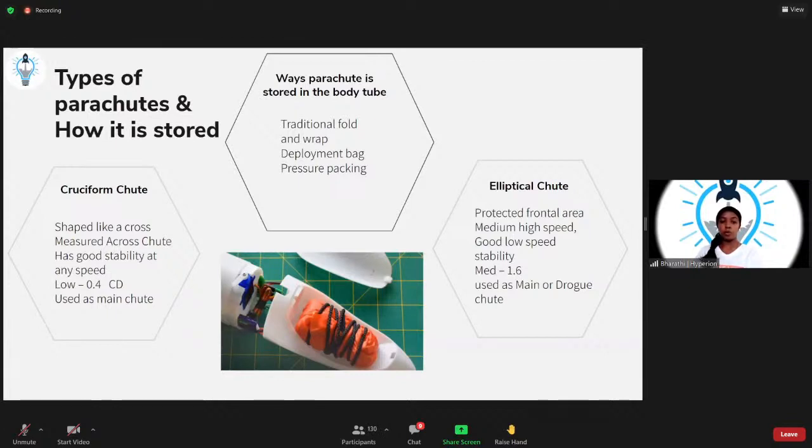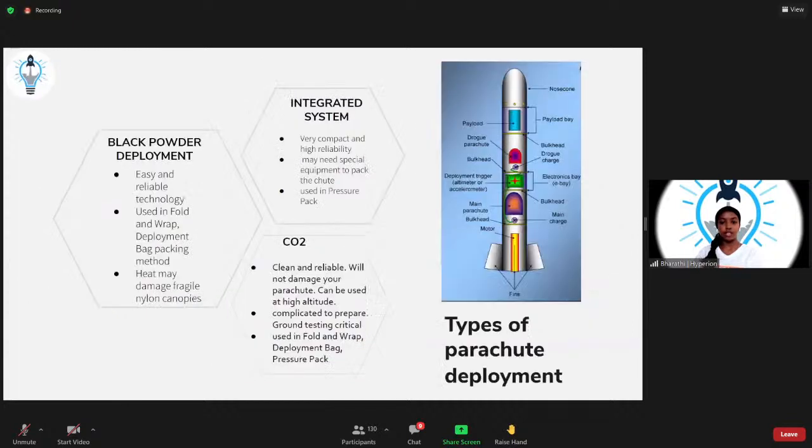The three most used ways of deploying the parachute are the black powder ejection system, the CO2 ejection system, and the integrated system. The black powder is easy and reliable, but sometimes the heat can damage the fragile nylon canopies, due to which we use ripstop nylon canopies. The CO2 system is clean and reliable. It doesn't damage your parachute and it can be used at high altitudes, but it has to be designed carefully because of the pressure that has to be managed. The integrated system is very compact and highly reliable. It needs special equipment to pack the chute. Over to Nishant.